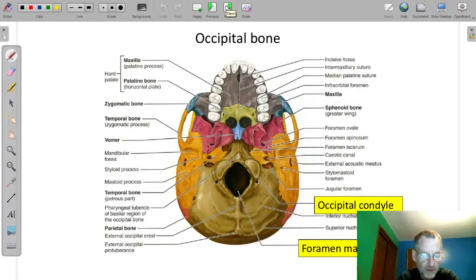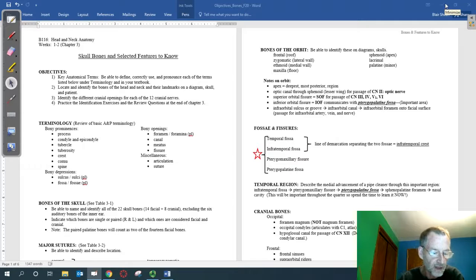Different view, inferior view. Now we're starting on the occipital bone. So again, I have a few features of the occipital bone that I want you to know. Let me take a moment to bounce out of here, if I can, and go back to our list of objectives. So, you will have read through this material. Oops. So I don't think I can mark on this with the pen that I was using. This is out showing my desktop.